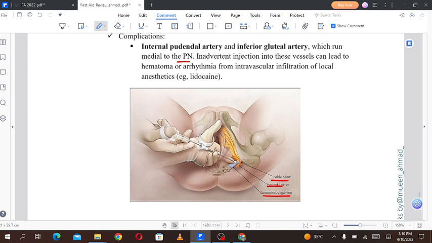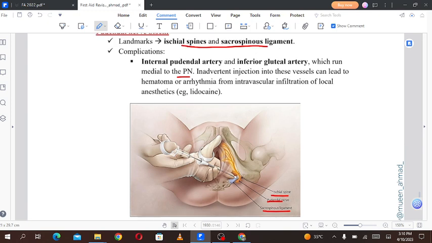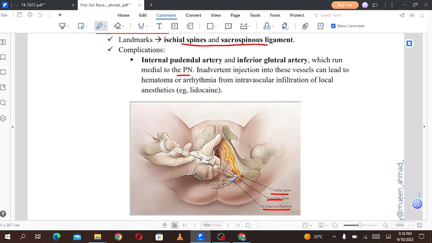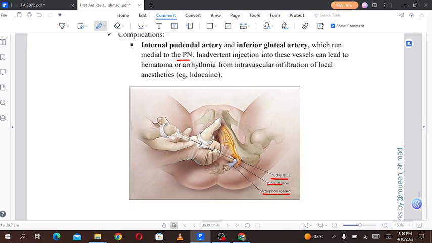So as a complication of the pudendal nerve block, there will be hematoma or arrhythmia if the local anesthetic touched or entered the internal pudendal artery or the inferior gluteal artery, like these two arteries over here.